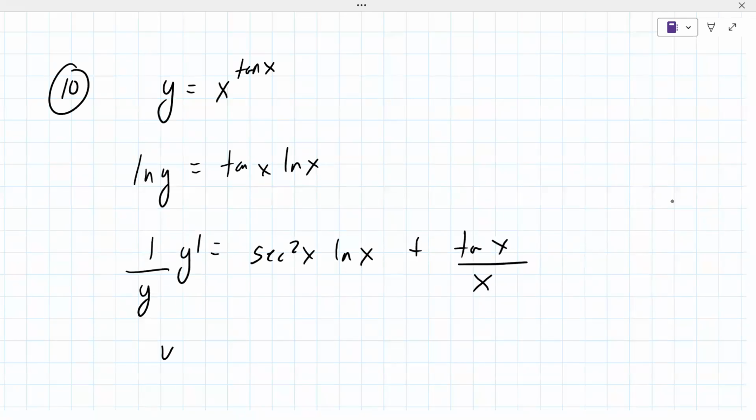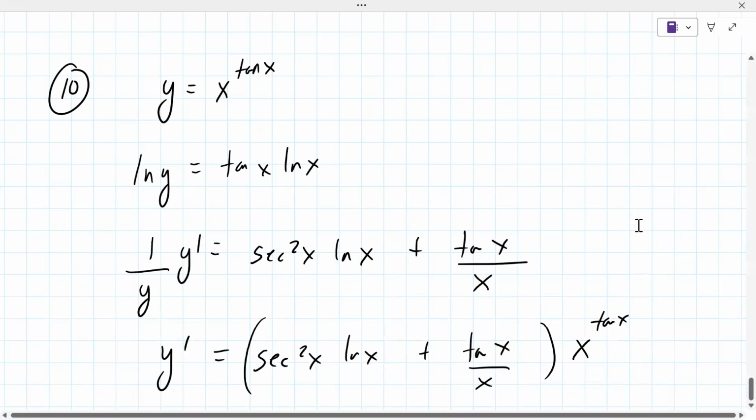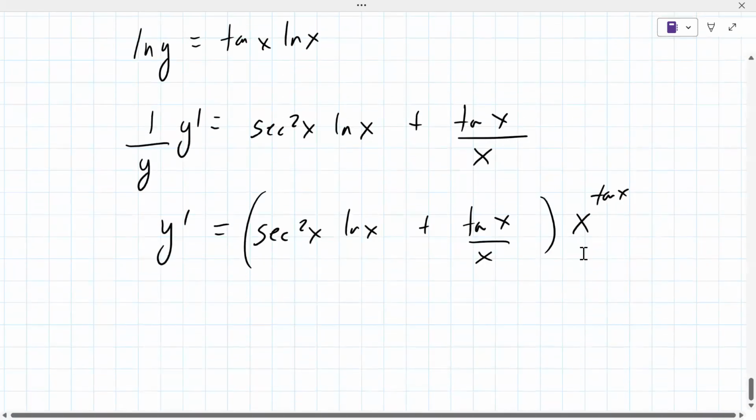All right, so your derivative is secant squared x natural log x plus tangent x over x, times, oh, times x to the tangent x. Yeah, let's go through it.